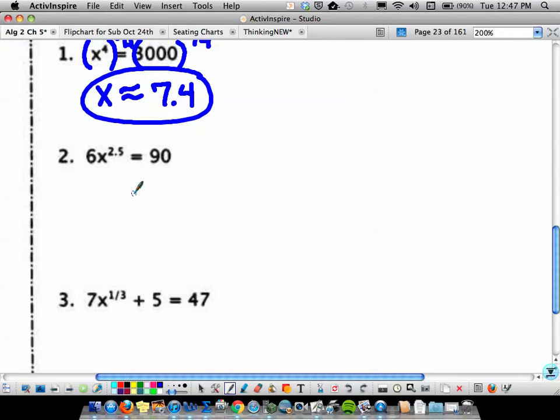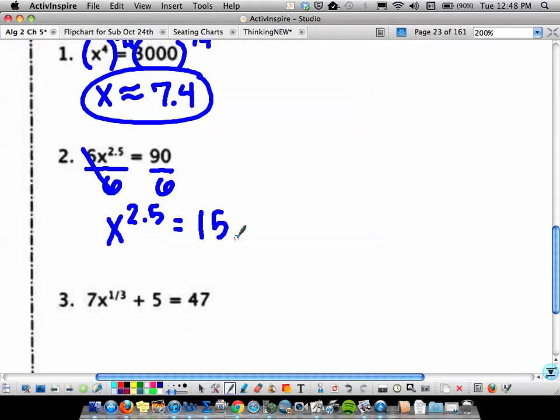So we already know that to make number 2 look simpler and to get x closer to being by itself, we can get rid of the 6 in front by dividing. So we're going to divide both sides by 6. The 6's cancel, and we're left with a simpler looking power equation. x to the 2.5 equals, well, 90 divided by 6 is just equal to 15.